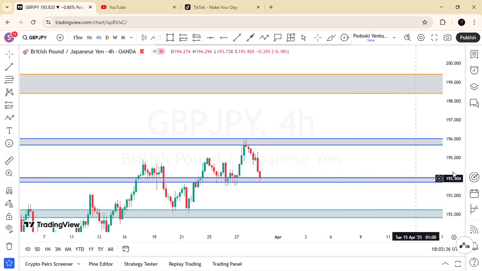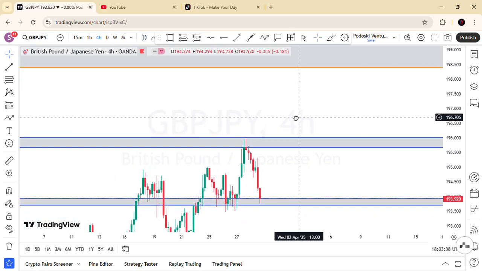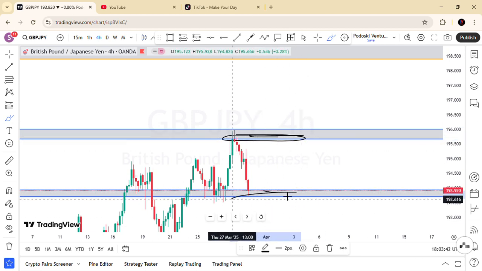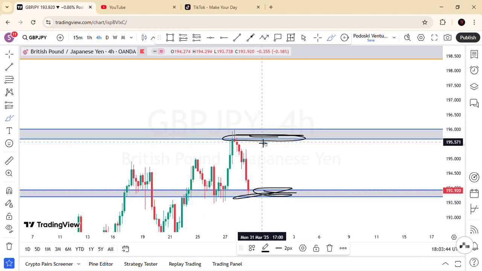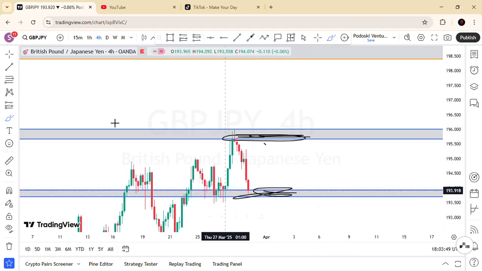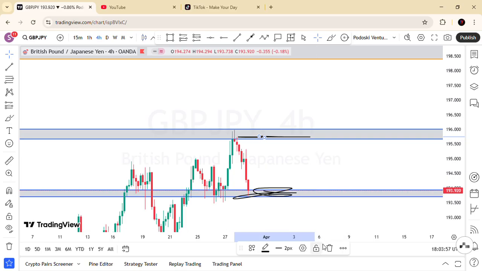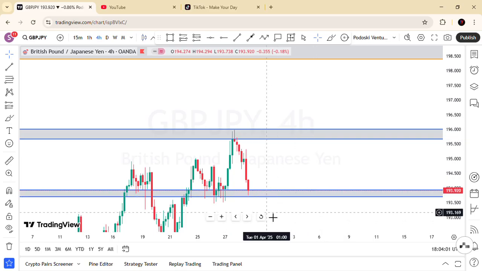But before that, on the 4 hour, I have my 4 hour supply zone here and my 4 hour demand zone here. And price is currently at my 4 hour demand. So when price is at a demand zone, we look for buying opportunities.